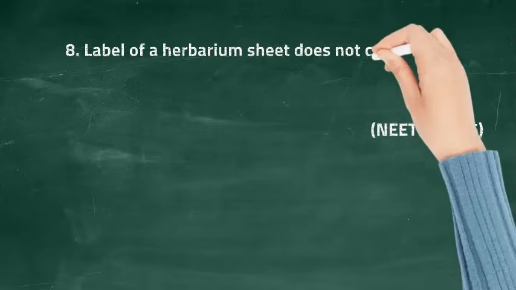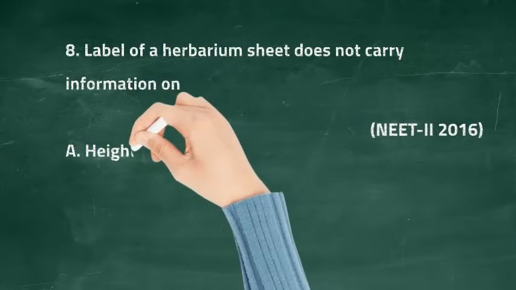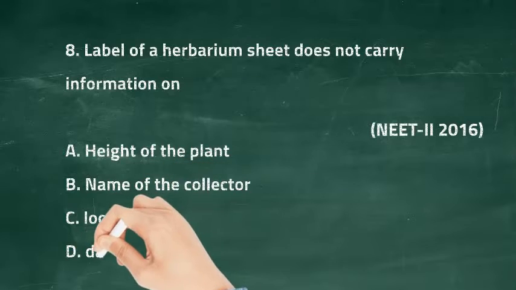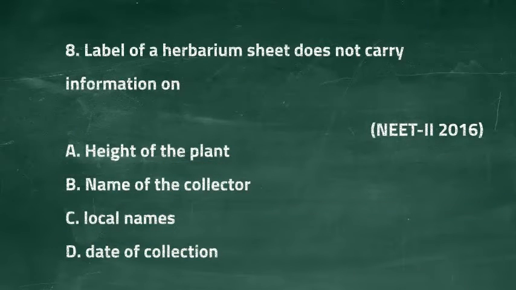Question 8th. The label of a herbarium sheet does not carry information on option A, height of the plant, option B, name of the collector, option C, local names, and option D, date of collection. The right answer is option A, height of the plant.